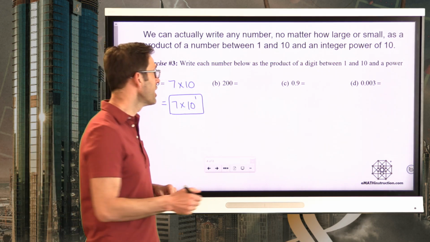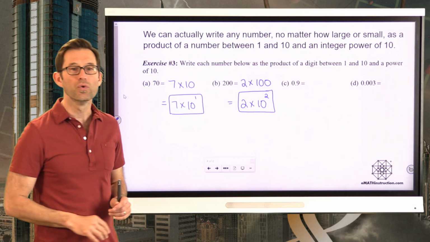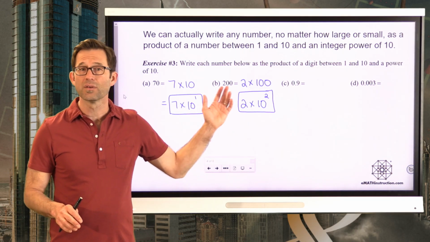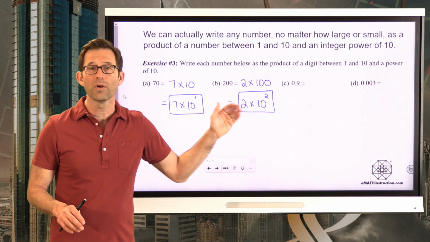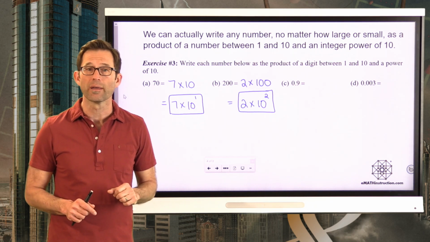Again, pretty easy, because 200 is just 2 times 100, and 100 is just 10 to the second power. So 200 could be written like 2 times 10 to the second. And look, these two numbers are the same. 200 and 2 times 10 to the second, they're the same number, they're just written differently.